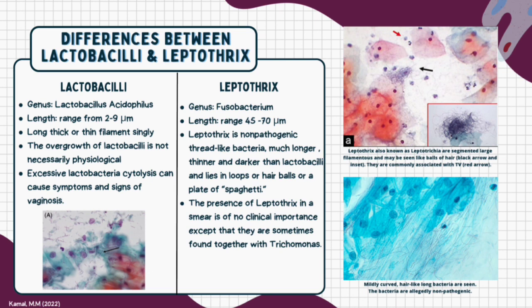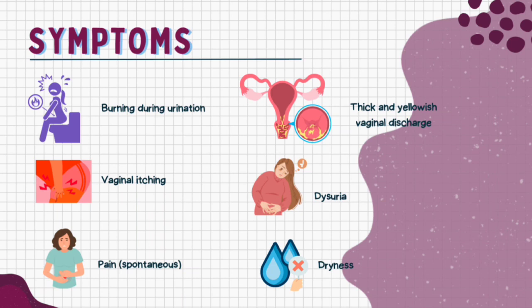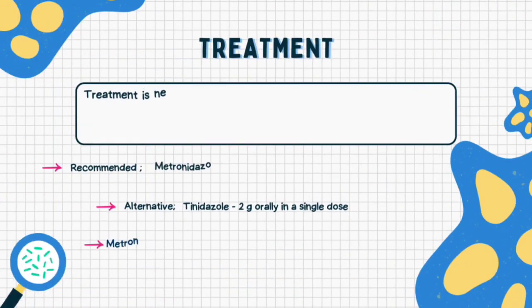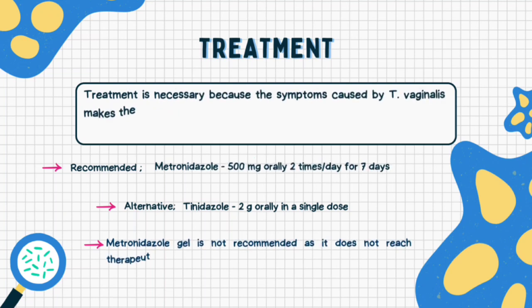The presence of Leptothrix in a smear is of no clinical importance except for the symptoms of Leptothrix: burning during urination, vaginal itching, pain, thick and yellowish vaginal discharge, dysuria, and dryness. Next, treatment. Treatment is necessary because the symptoms caused by Trichomonas vaginalis make the patient feel uncomfortable.